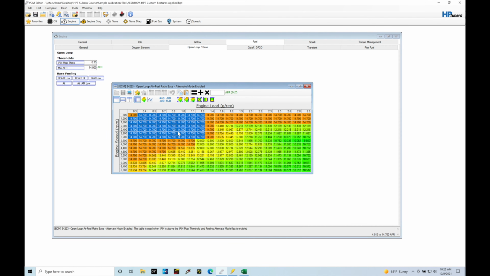Now as we start to get into boost, we can see we start to transition into these higher engine loads, typically over 1.3 grams per rev. We're getting into an appreciable amount of boost, a couple pounds of boost. And we're going to find that we eventually start to command a richer mixture, and the air fuel here goes to a lower value.